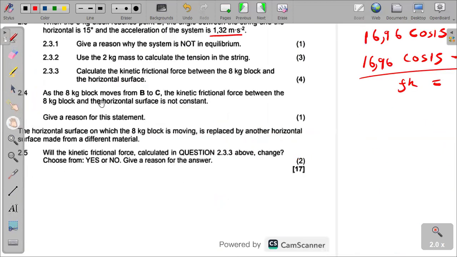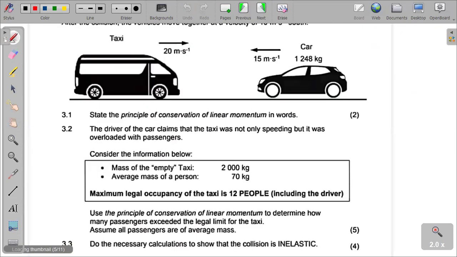Will the kinetic frictional force change? Yes, it will change. So we are saying yes, it changes. Give a reason. It is because the coefficient of kinetic friction changes as it depends on the nature of the surface. So we can also say it is because the coefficient of kinetic friction mu k changes, right? So that's 2.5 for us there, right? Let's quickly go to the next question, right?